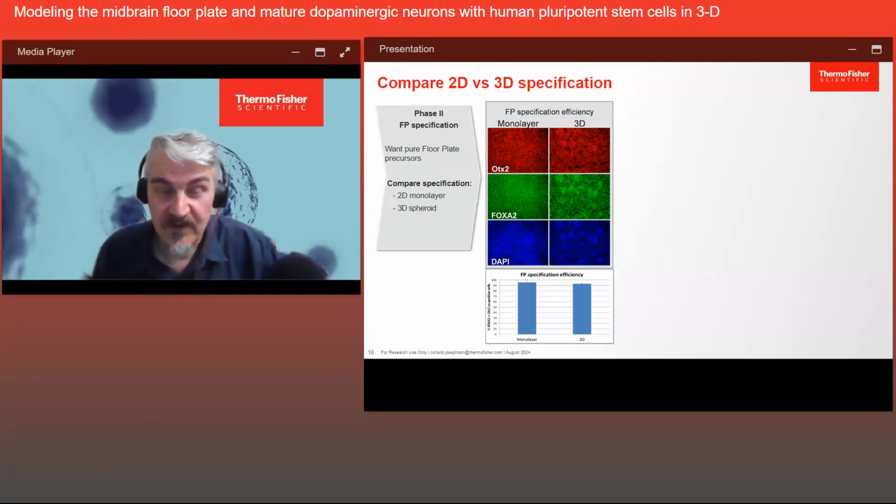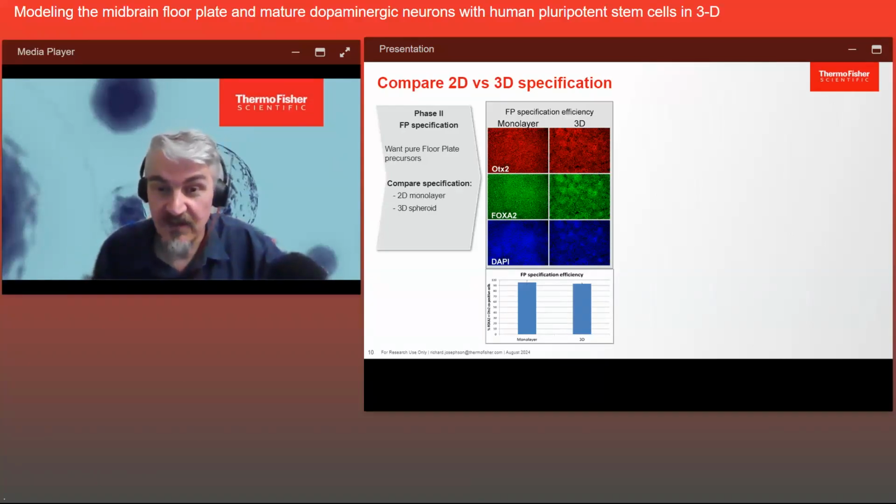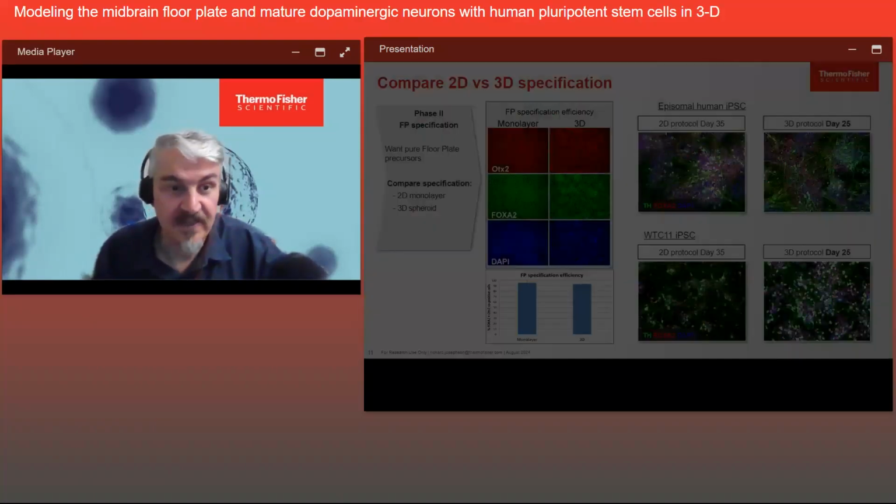We also compared the results of that 6-day specification directly with specification in 2D. And what we found is that the efficiency of floor plate induction in 3D, over 90% in 6 days, is fully equivalent to specification in 2D, as you can see by the greater than 90% OTX2 FOXA2 positive score. However, there is a difference in the maturation of those dopaminergic neurons from these progenitors.